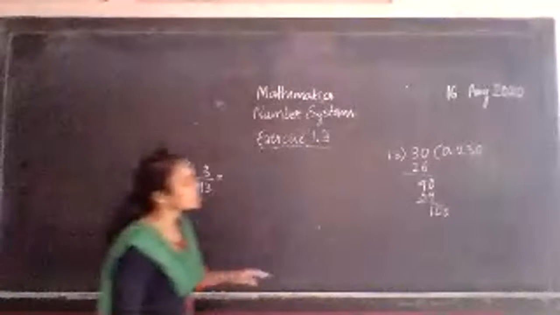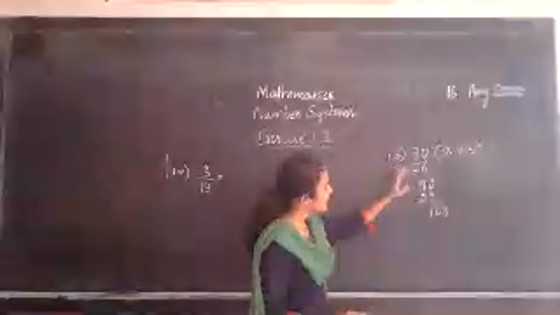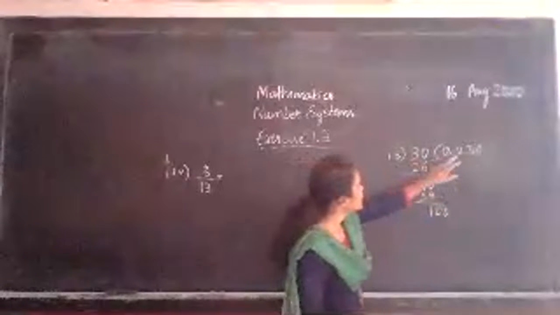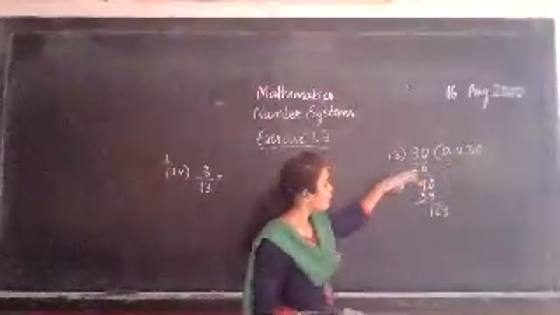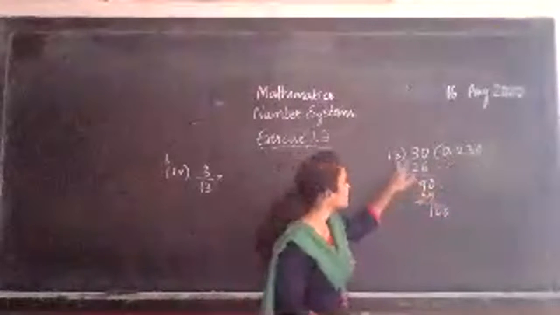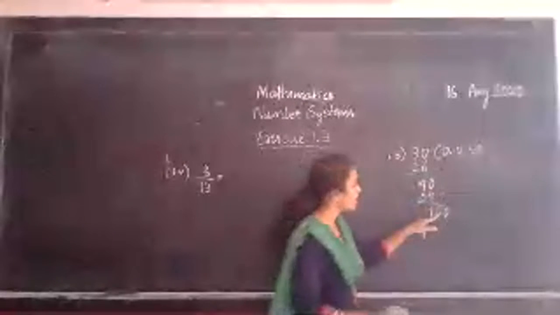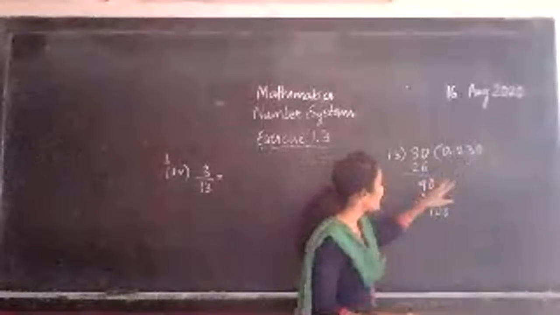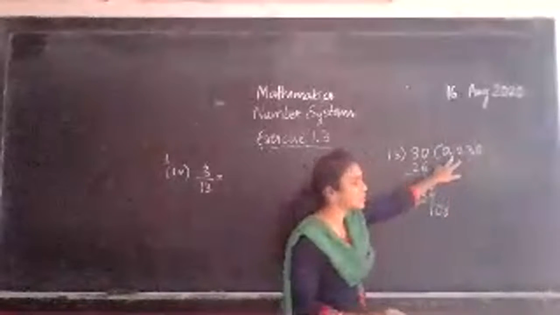To solve this: 13 twos are 26, 4 is the remainder. So I put a 0 here, then 13 threes are 39. Now I took one, there is a remainder here. Now I put a 0 here just because of the point, since 1 is not divisible by 3.